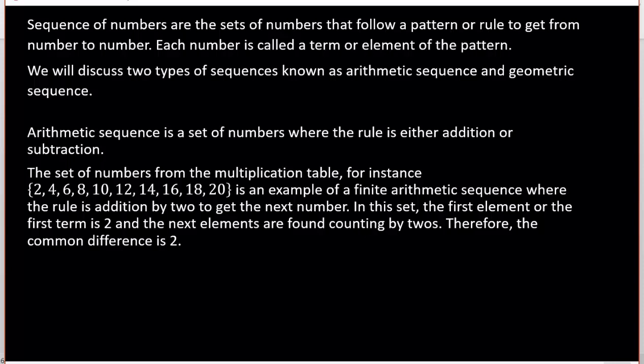In this set, the first element, or the first term, is 2, as you see there, starting at 2, and the next elements are found counting by 2's. Therefore, the common difference is 2. So if you take any two consecutive terms like 8 and 10, 10 minus 8 is 2.